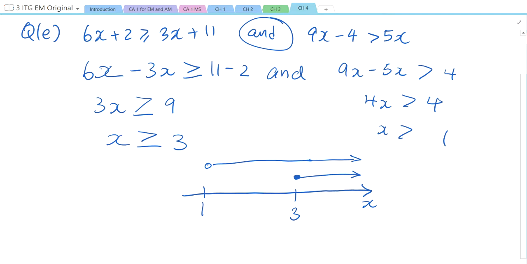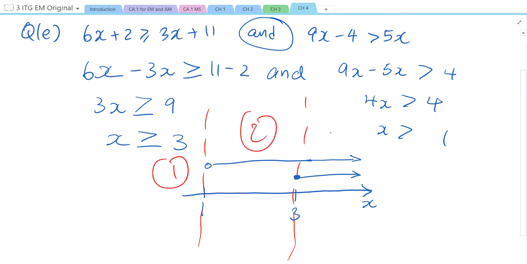Okay, we see that over here we've got 3 regions. If I want, I can divide it into 3 regions. Region number 1, region number 2, region number 3. In which region do I have both inequalities satisfied at the same time? 3. So my answer is region 3.